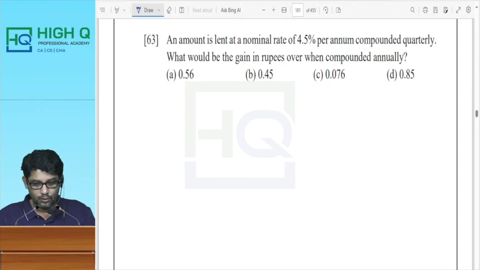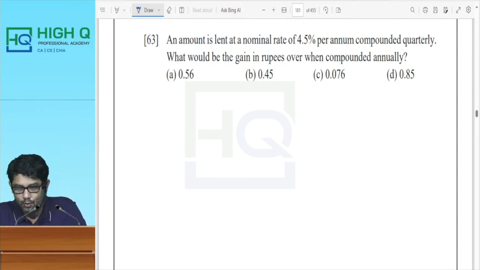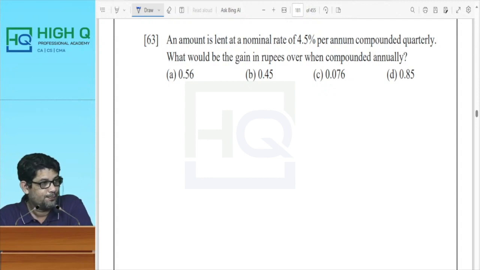An amount is lent at a nominal rate of 4.5% per annum compounded quarterly. What would be the gain in rupees over when compounded annually? Can you please try this? An amount is lent at a nominal rate of 4.5% per annum compounded quarterly. What would be the gain in rupees over when compounded annually?